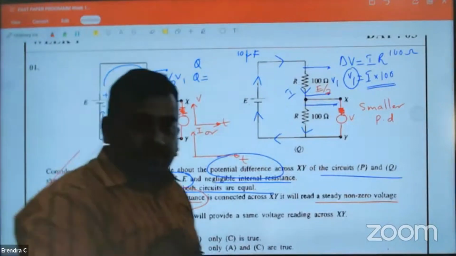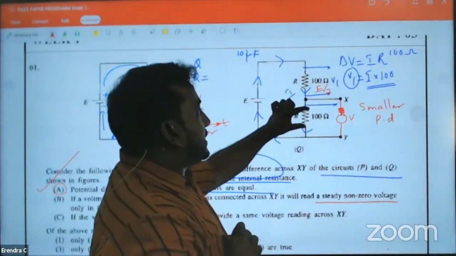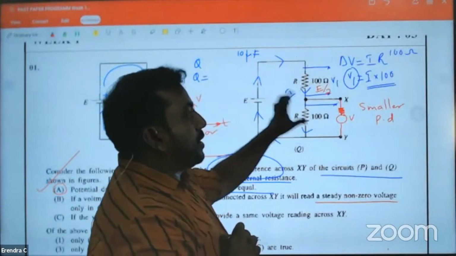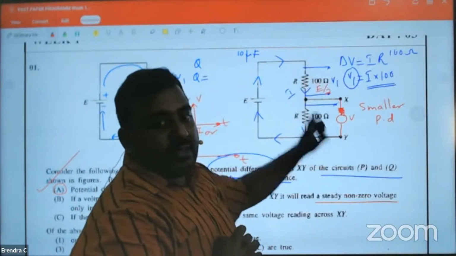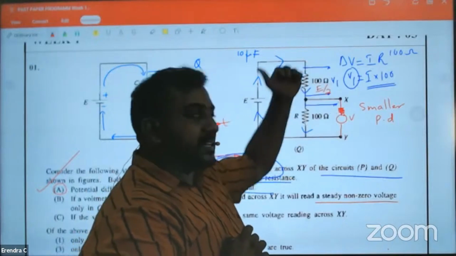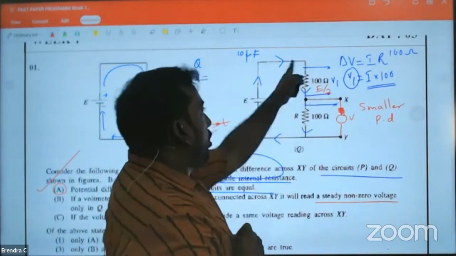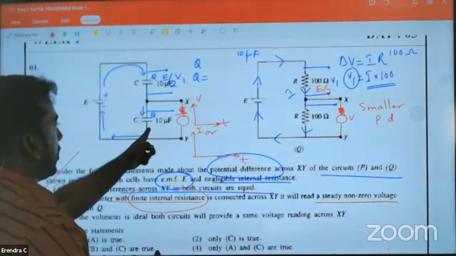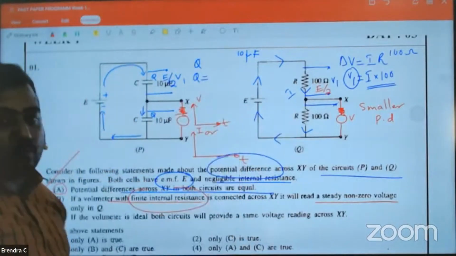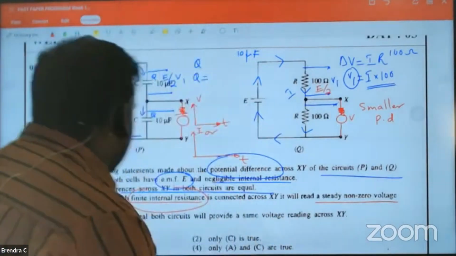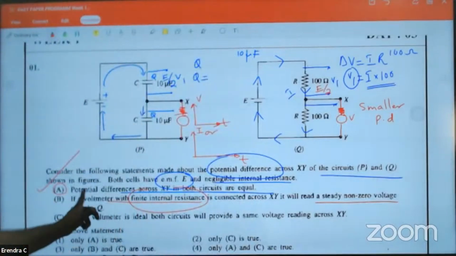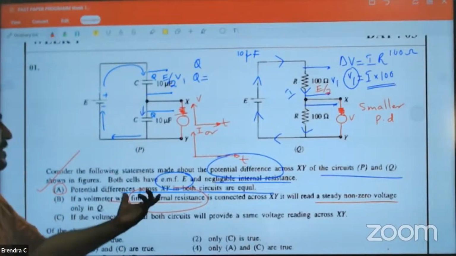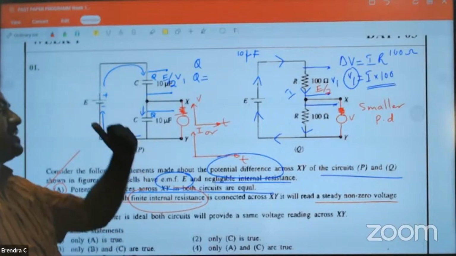Divided by 2. Here, same resistors, voltage will be equal. E. So this is also E over 2. Clear? Right. Statement A is correct. Second one, if the voltmeter with finite internal resistance is connected.